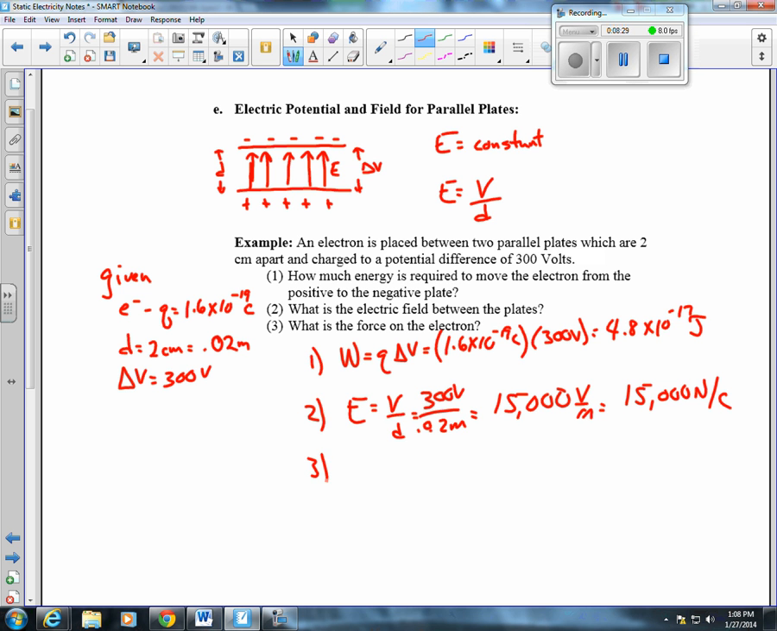Next, step 3, force. F equals EQ. This is why it makes sense to use Newton per coulomb here. I'm going to get 15,000 newtons per coulomb for E times the charge, 1.6 times 10 to the minus 19 coulombs. And that's going to give me a value of 2.4 times 10 to the minus 15 newtons.